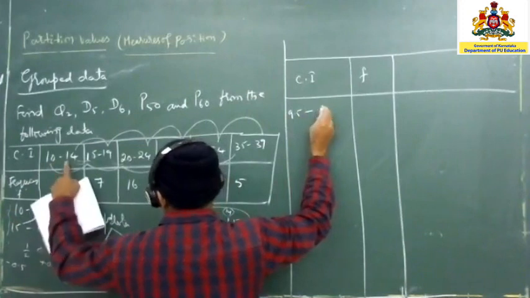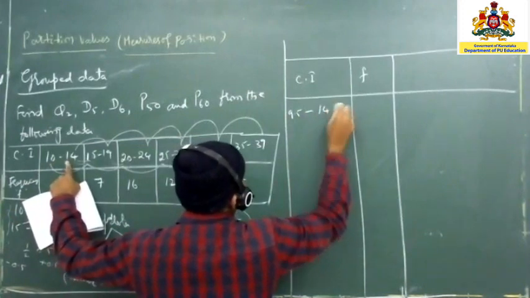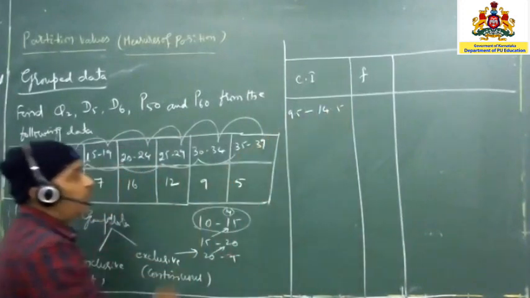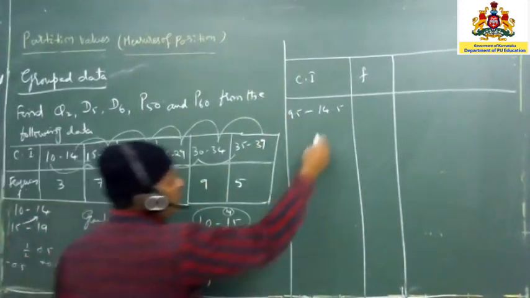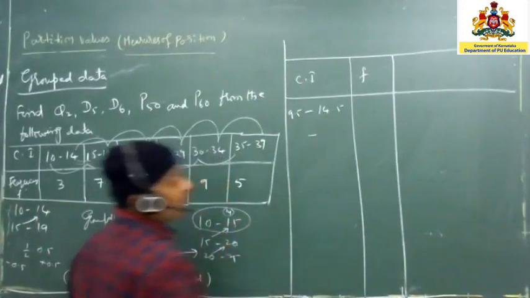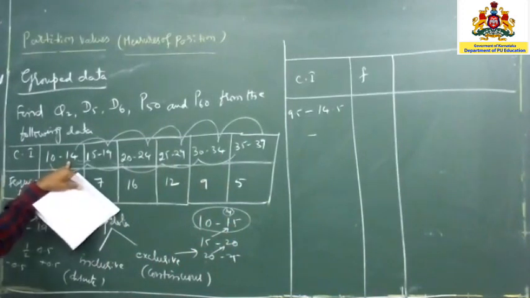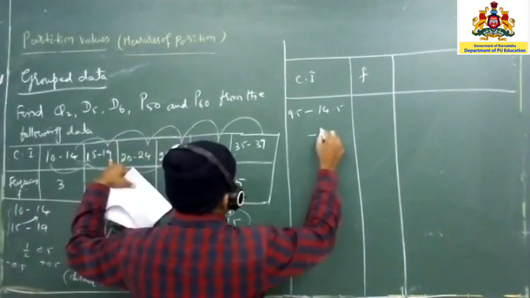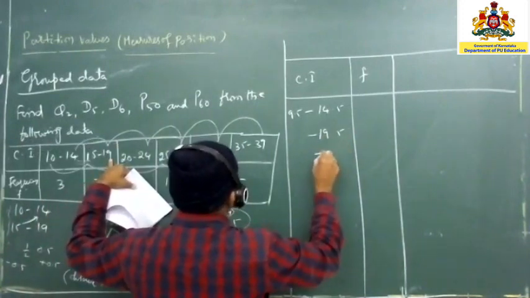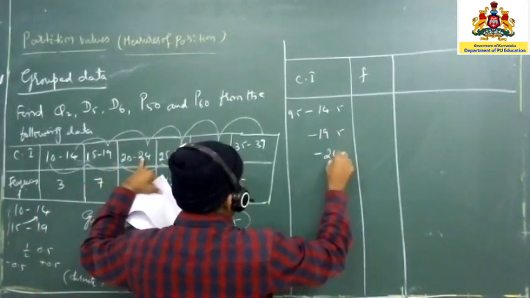Next one is 14.5. What I said: for all the lower limits, you have to subtract 0.5. For the upper limits, you are going to add 0.5. So instead of learning all those things by closing your eyes, you can just write this one, 14. Next one is 19.5, right? Next one is 24.5.